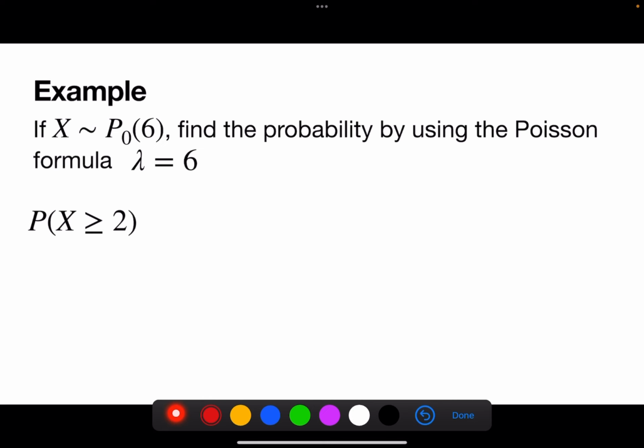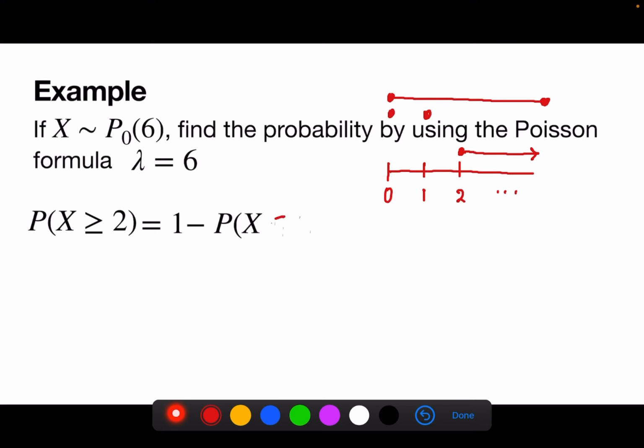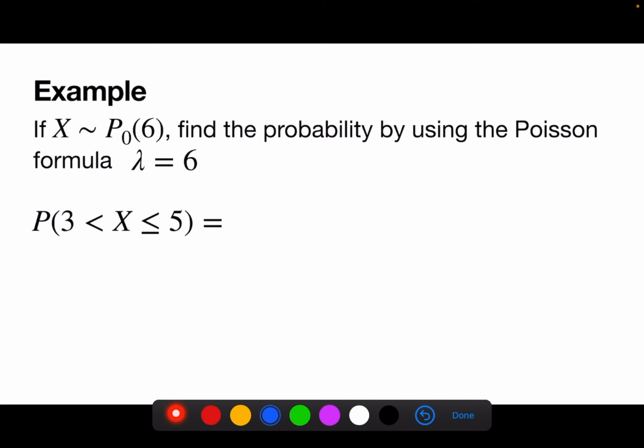So what we're going to do is the opposite, or the complement. We write down 1 minus the probability of x less than or equal to 1. What is the probability of x less than or equal to 1? From the previous question, it is 0.0174. So you're going to get 0.9826.